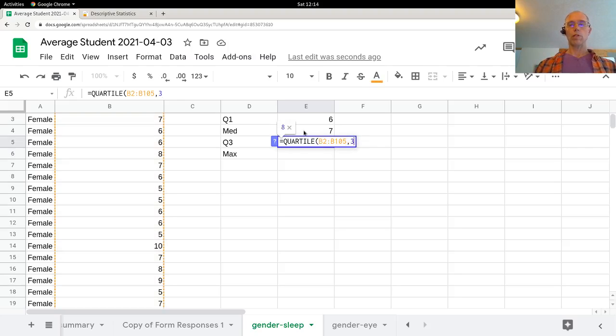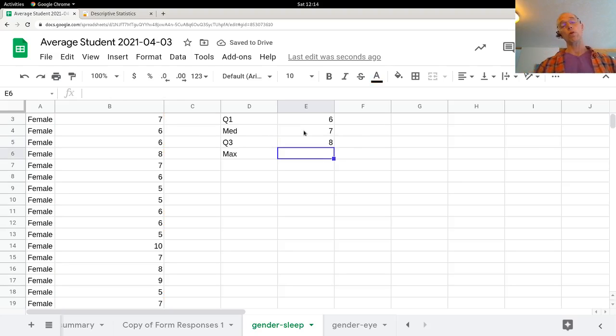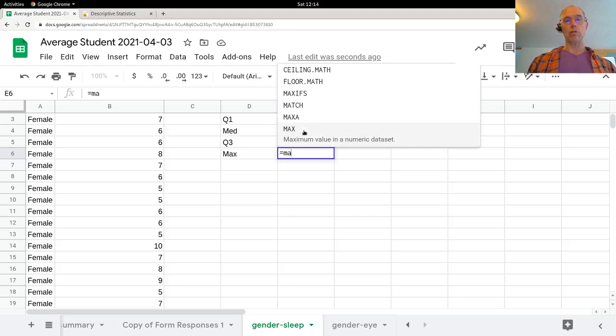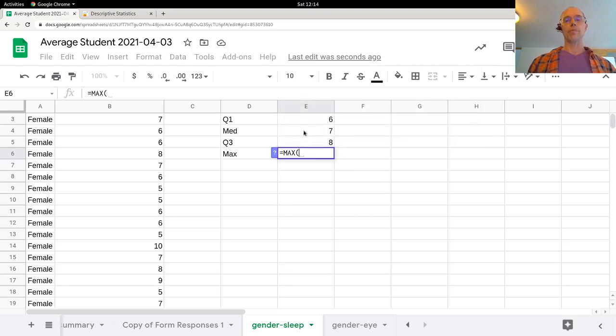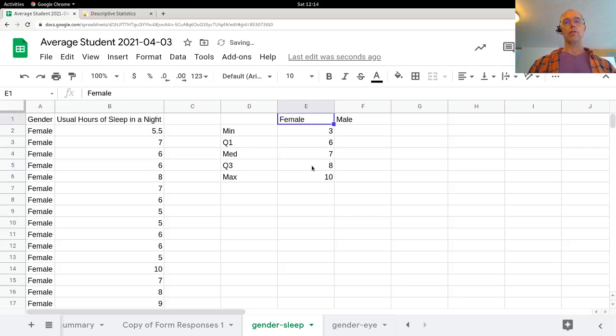Data, quartile 3, and the max, which could be considered the fourth quartile, the place that marks 4 quarters, 100% of the data is at or below that point. Or we could just use the max. And data range. All right, so there's the female. So they have a pretty wide range from 3 to 10, so the range would be 7.